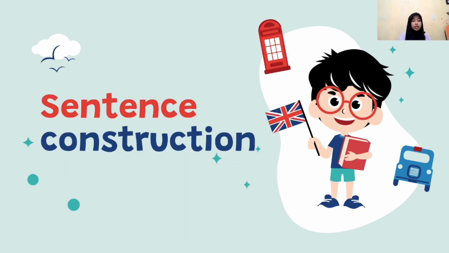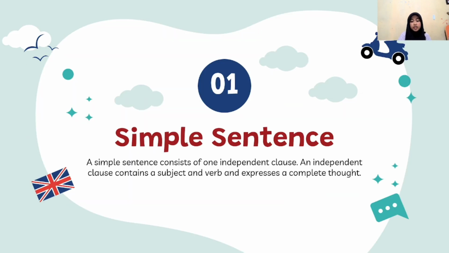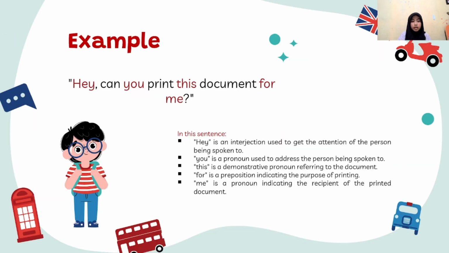Next, the second material is sentence construction. The first is simple sentence. A simple sentence consists of one independent clause. An independent clause contains a subject and verb and expresses a complete thought. Example: hey, can you print this document for me?